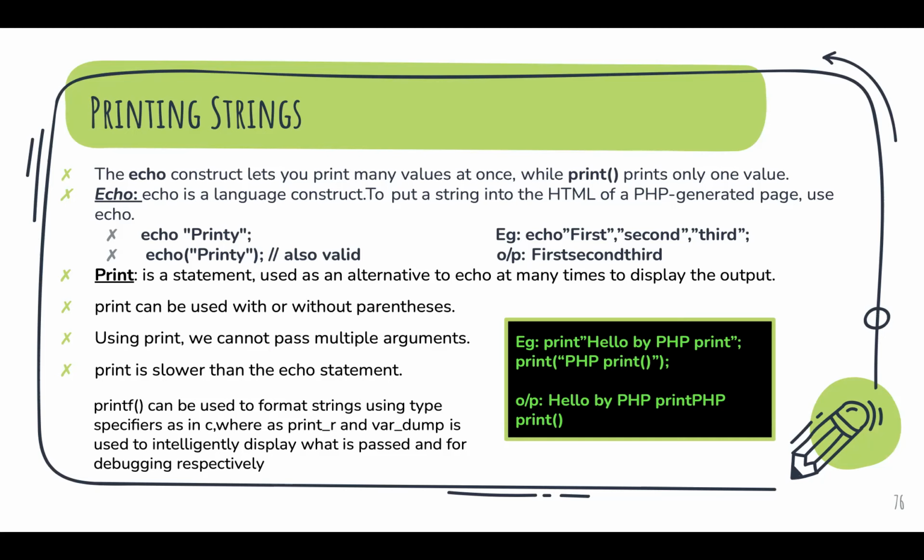Print is a statement used as an alternative to echo at many times to display the output. Print can be used with or without parentheses. Using print, we cannot pass multiple arguments. Print is slower than the echo statement. Here's an example of how echo and print are used. Printf is another way of formatting strings, which uses type specifiers as in C. While print_r and var_dump are usually used to intelligently display values that are passed and for debugging, respectively.